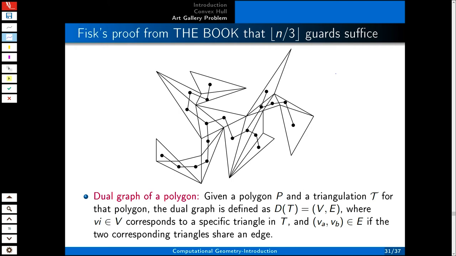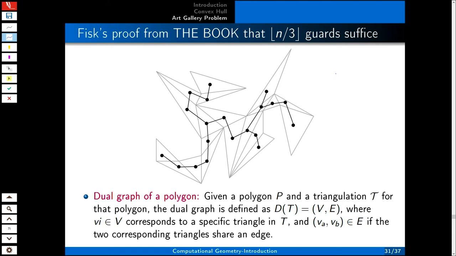So to prove that, I'll introduce another concept of a dual graph. What is a dual graph? Every region, or every triangle, becomes a vertex, and there is an edge between two triangles if they share a common chord or a common diagonal. So this is called a dual graph. So for this polygon, this is the dual graph.